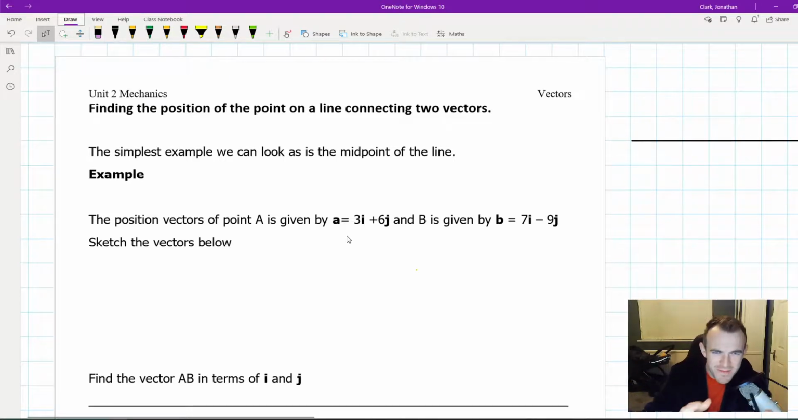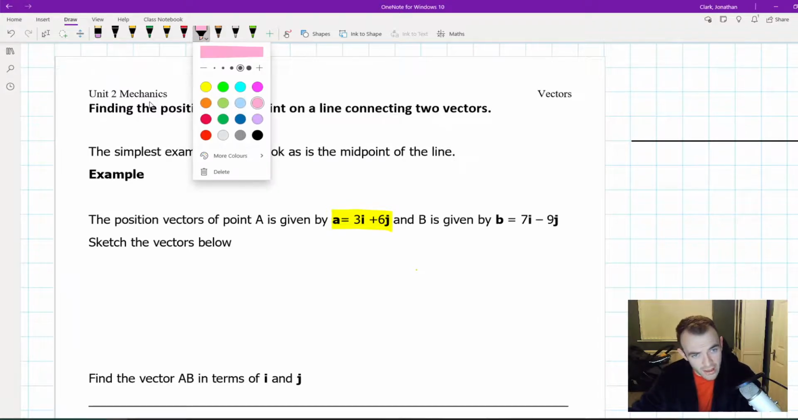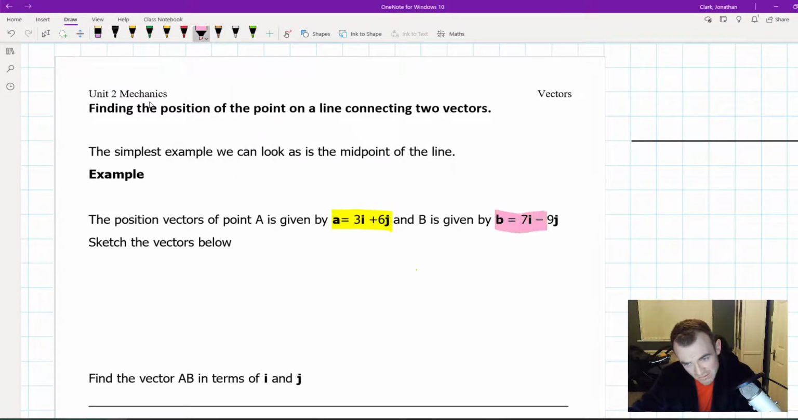Hi everybody, this is page 72 of the vectors chapter in the mechanics notes. We're talking in this video about finding a position on a line that connects two vectors. Right, so we'll jump straight into this example. We've got two vectors that are given to us. The vector A is 3i plus 6j and the vector B is 7i minus 9j.